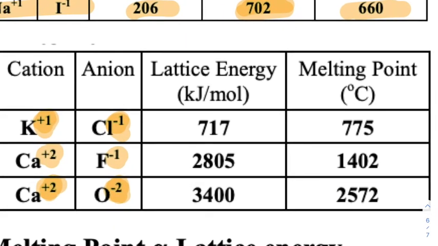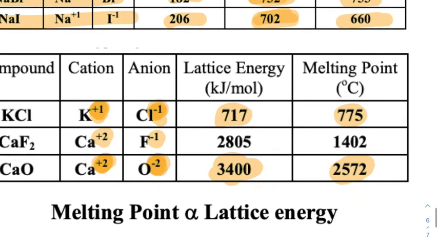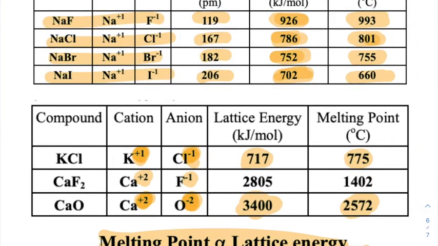So take a look. +1, -1 has a low lattice energy and a low melting point. A +2, -2 has a higher lattice energy and a higher melting point over here. So the melting point is directly proportional to the lattice energy. The stronger the crystal, the more temperature it's going to take to rip that apart.